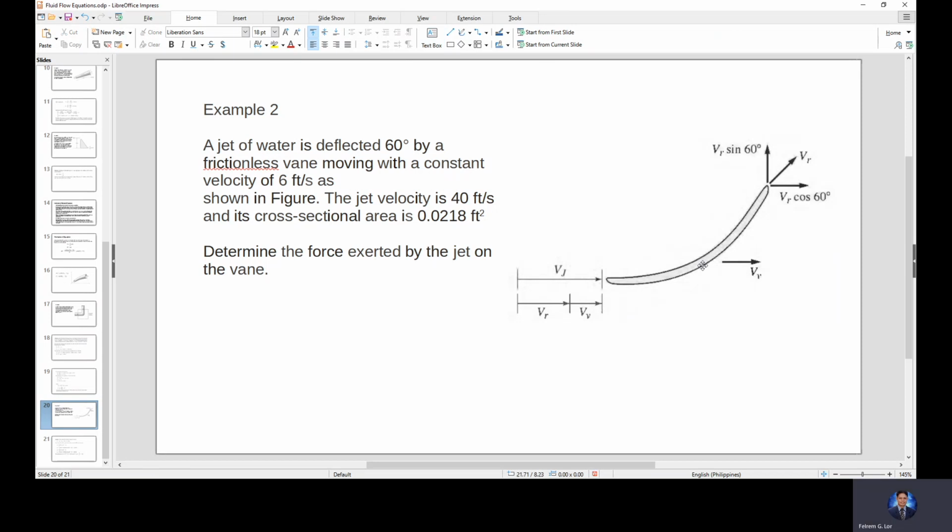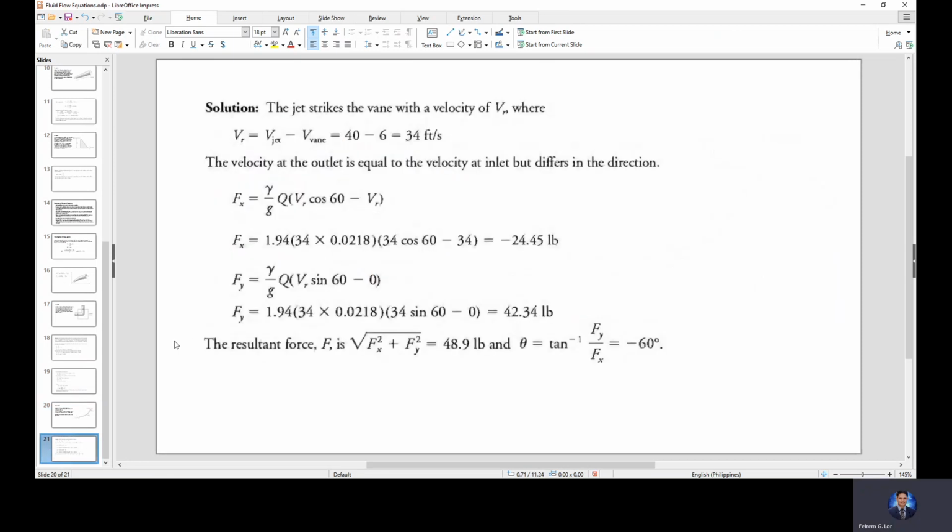So since the vane is moving, unlike the earlier example of the pipe joint, which was not moving, the vane is moving, so we need to determine the relative velocity. The relative velocity is the net velocity between the flowing jet of water and the moving object. First, we need to solve for the relative velocity. So that's 40 minus 6, that's 34 feet per second.